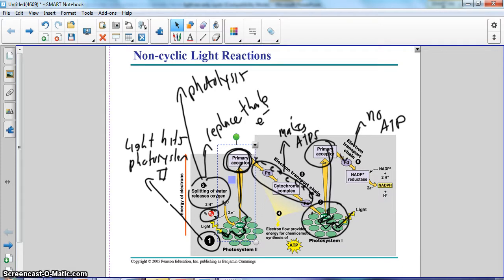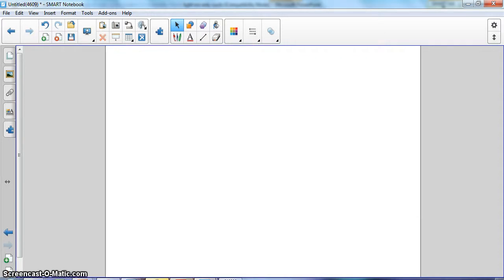The electron is passed and passed and passed until it ends up in NADP, which makes NADPH. So we started off with electrons in the chlorophyll, which eventually end up in NADPH. While moving the electron through all these electron carriers, we made some ATP. These, ATP and NADPH, are going to go to the Calvin cycle, where they're going to be used to make glucose.